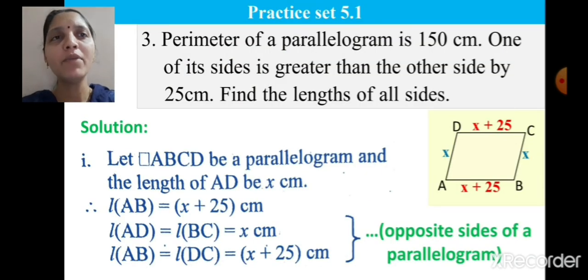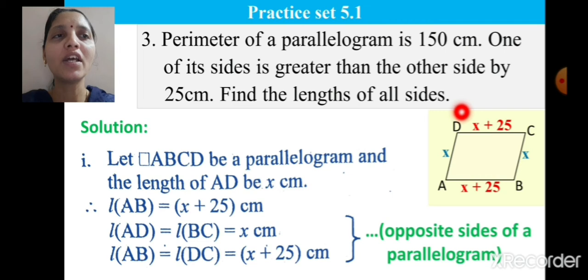Third sum. Perimeter of a parallelogram is 150 centimeter. One of its sides is greater than the other side by 25 centimeter. Find the lengths of all sides. Now what is given here? Yes, perimeter of a parallelogram is given. So how do we find perimeter? If you add all the four sides of this quadrilateral, you will get the perimeter of this quadrilateral. Perimeter is nothing but the boundary of this closed figure. Okay, so what is the next thing given? One of its sides is greater than the other side by 25 centimeter.